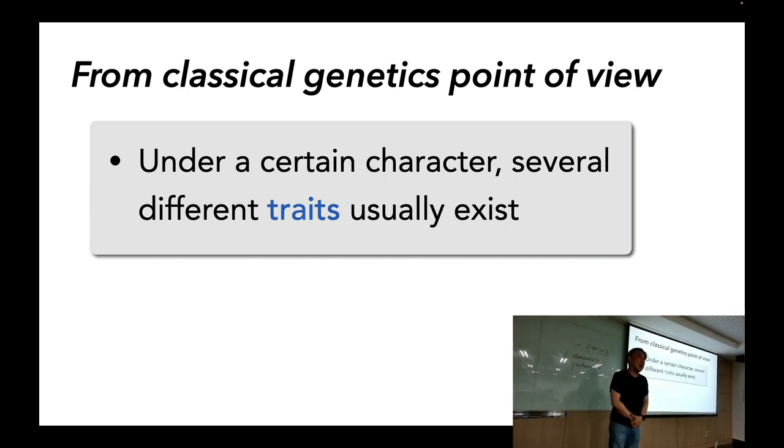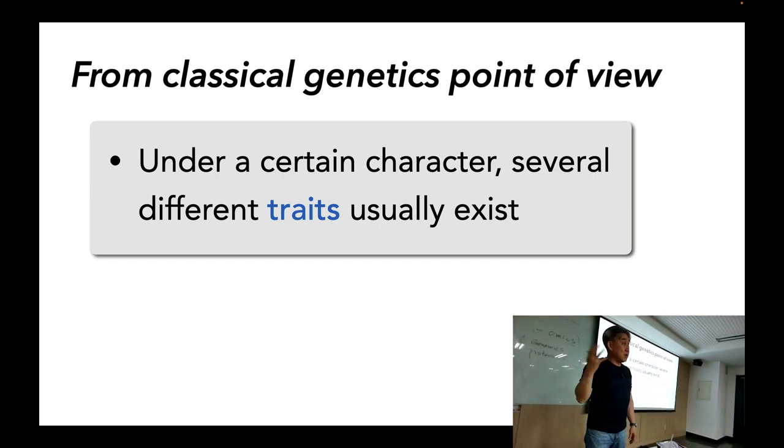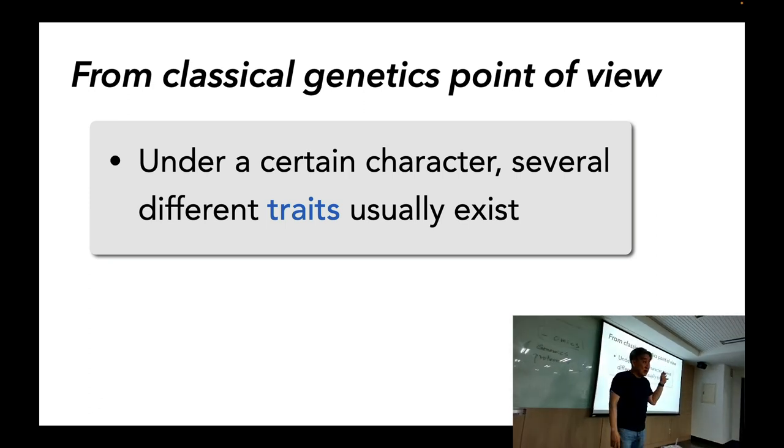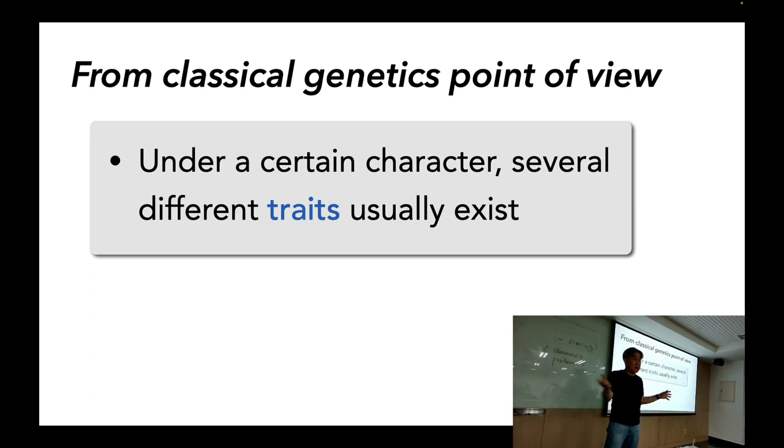One example: eye color. Eye color is determined by genes, obviously, right? Let's say we have a gene responsible for determining eye color. That would be one particular character, eye color. But under eye color, you can have several different variations: black eye, brown eye, blue eye, yellow eye, white eye, red eye. It's just up to your wild imagination. These different variations of eye color would be traits. So the character is the top title. Under each character, you have several different variations, each of which we call a trait.